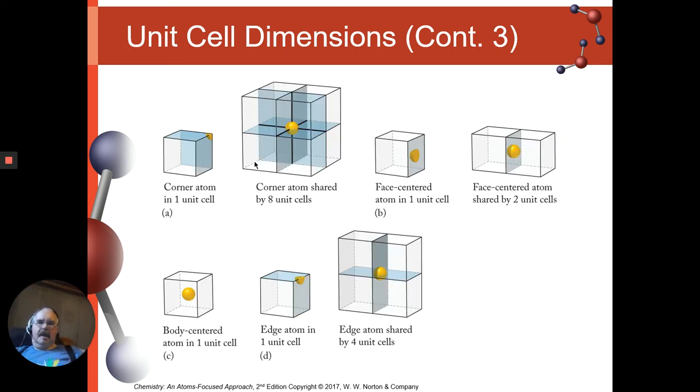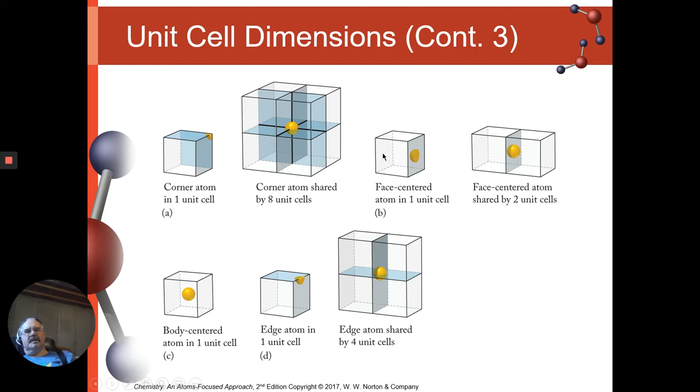Okay, so this is a diagram that shows, first of all, for a simple cubic, each corner atom is shared by 8 unit cells. So in a single unit cell, that's just 1/8 of an atom. For a face-centered atom, that's shared by 2 unit cells. So in a single unit cell, that represents half of an atom.